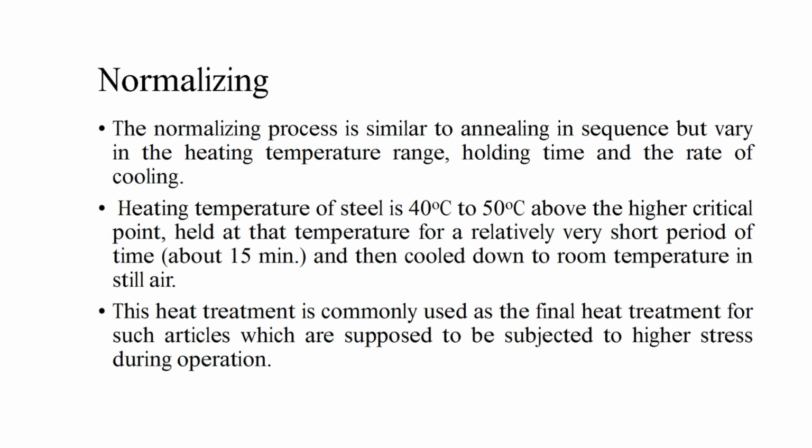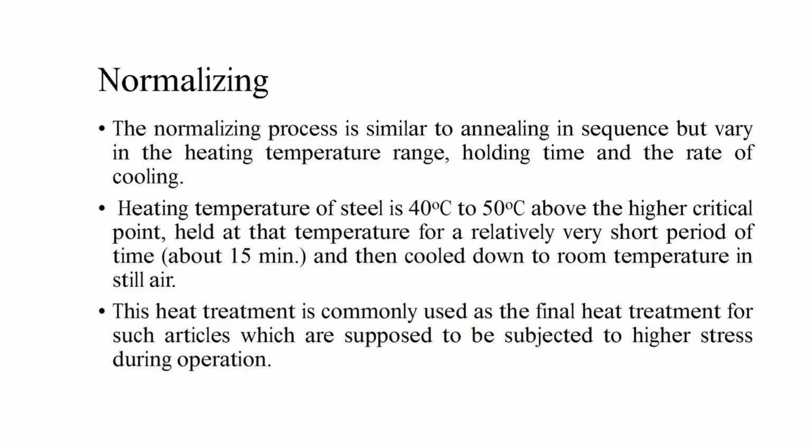Let's move forward to normalizing. The normalizing process is similar to annealing in sequence, but differs in the heating temperature range, holding time, and the rate of cooling. The heating temperature of steel is 40 to 50 degrees Celsius above the higher critical point. It's held there for a relatively very short period of time, about 15 minutes, and then cooled down to room temperature in still air.